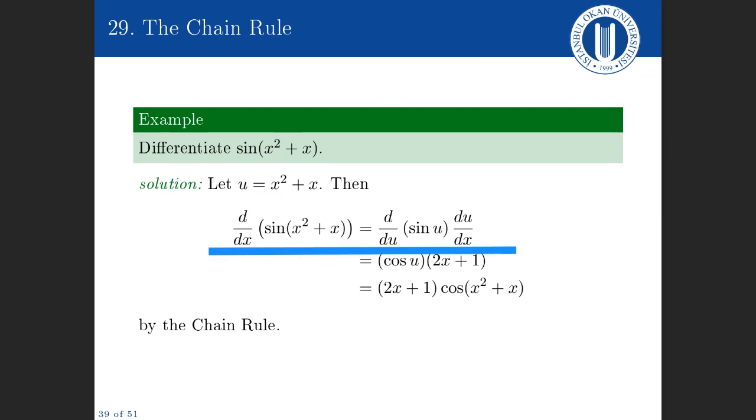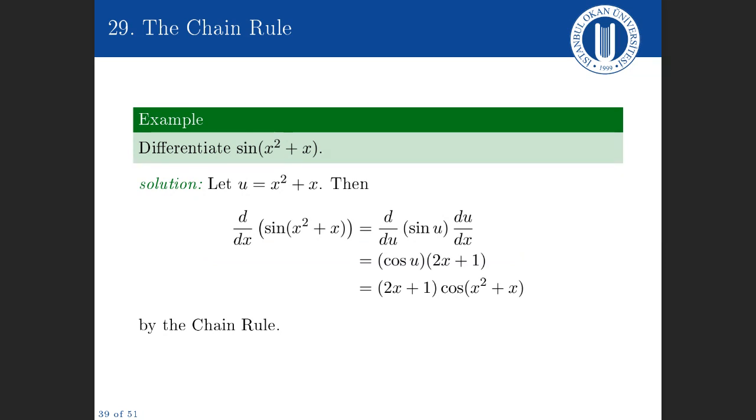Because by the chain rule, d/dx of sine of x squared plus x is the same as d/du of sine u multiplied by du/dx. And then we just have two easy derivatives to calculate. The derivative of sine u is cos u, and the derivative of x squared plus x is 2x plus 1. Replace the u by x squared plus x, and we get our final answer, 2x plus 1 multiplied by cos of x squared plus x.